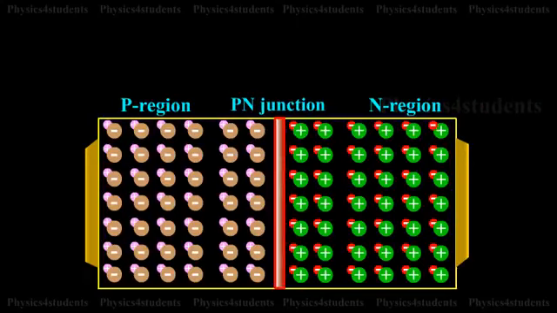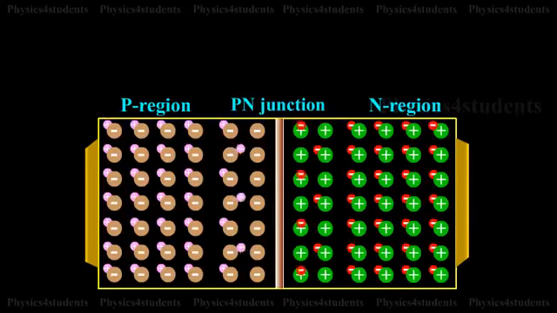P region has a high concentration of holes and N region contains a large number of electrons. As soon as the junction is formed, free electrons and holes cross through the junction by the process of diffusion.